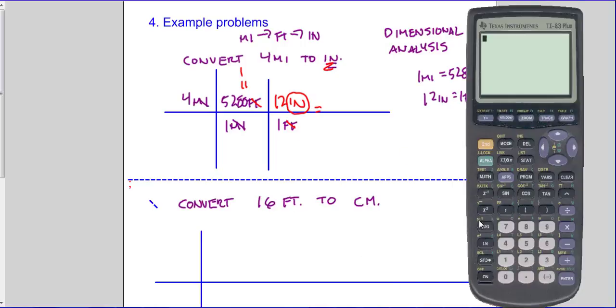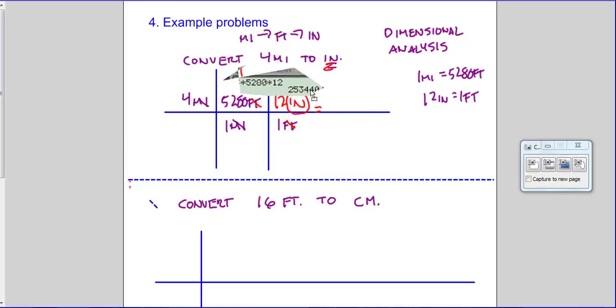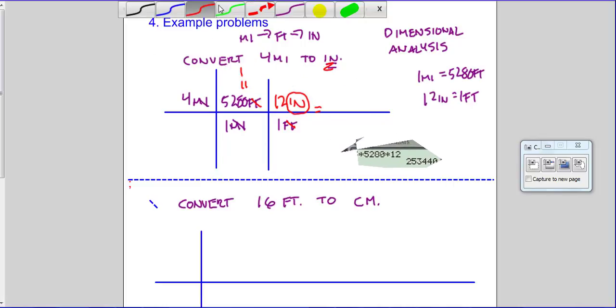So I take my calculator and I go 4 times 5,280 times 12, and I get 253,440. So my answer is 253,440 inches.